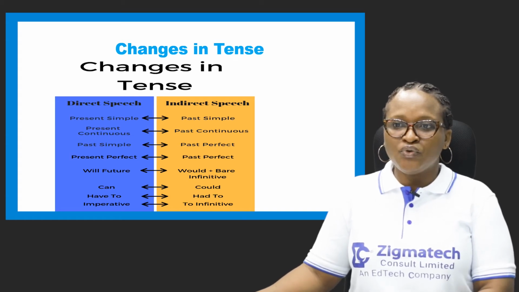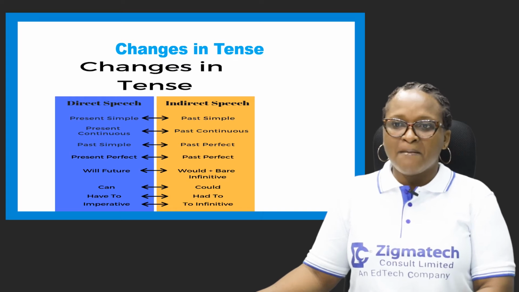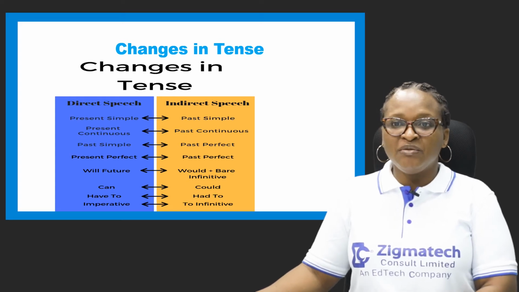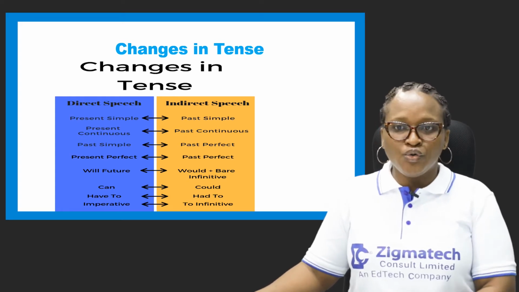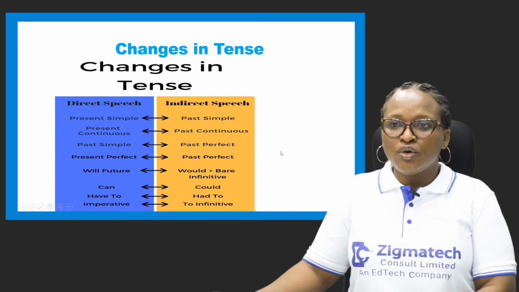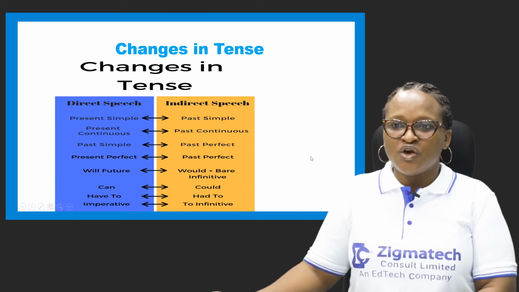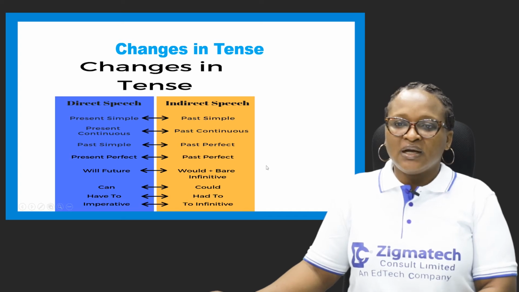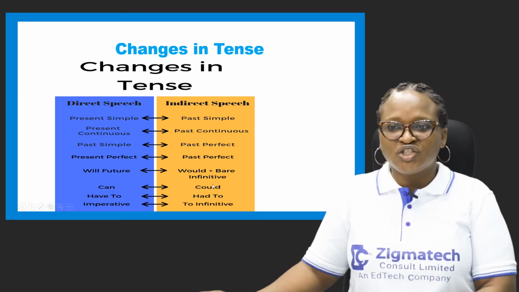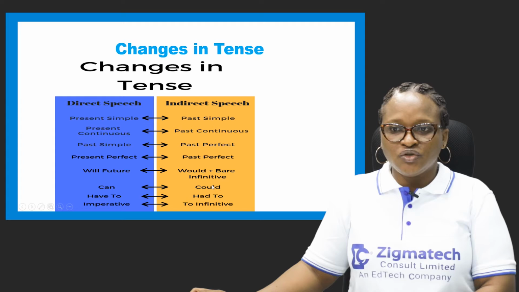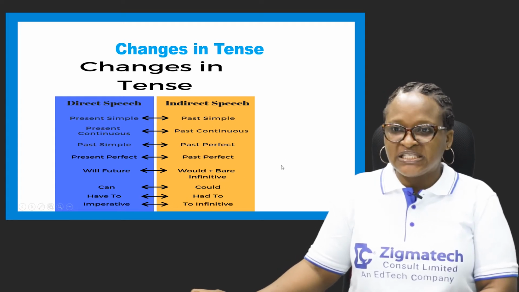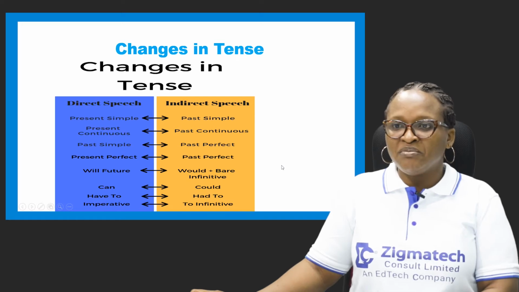You have the past simple to past perfect. She said she has gone home. In the past perfect, it becomes she said she had gone home. So these are key things we must know. Now, if I have will future, it becomes would. If I have can, it changes to could. Have to has to change to had to. Then imperative, which is a command, changes to the infinitive, which is your to before a verb.